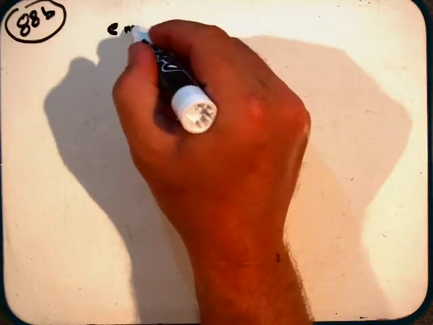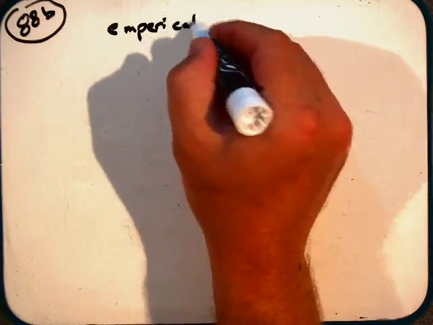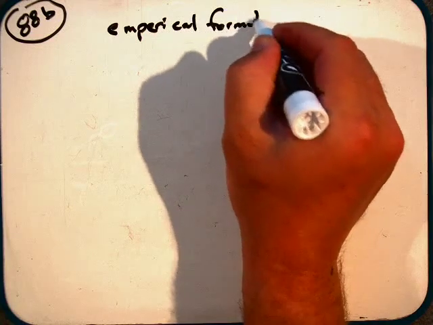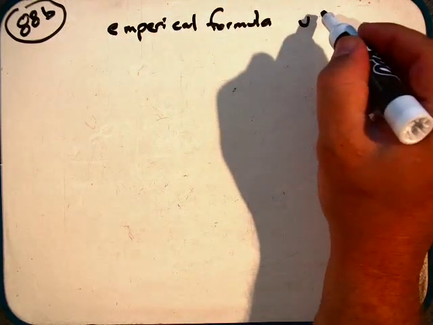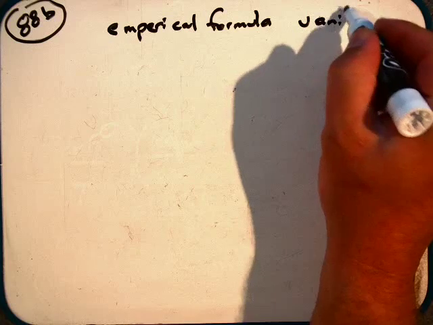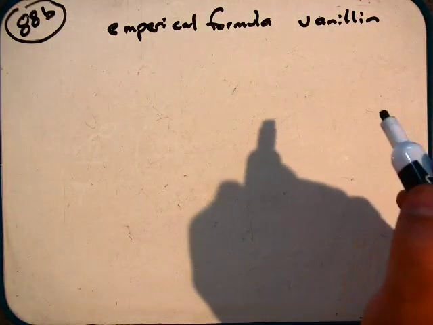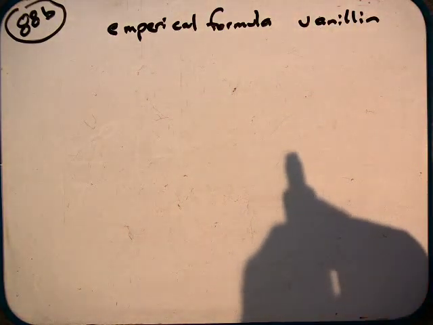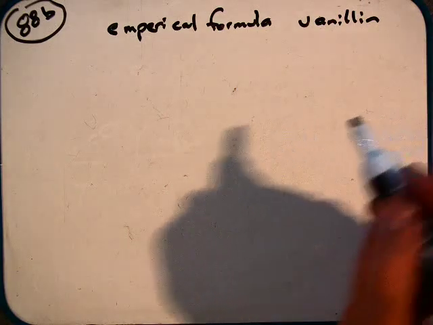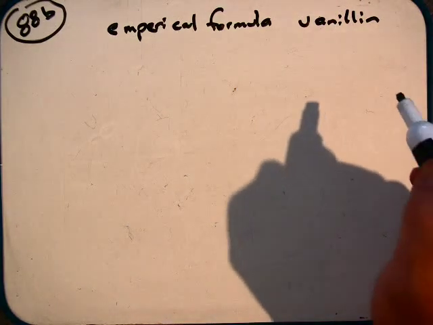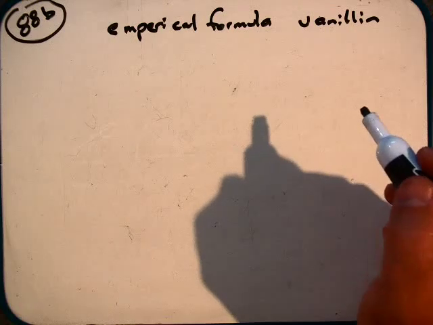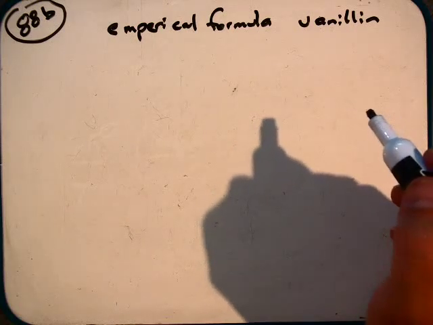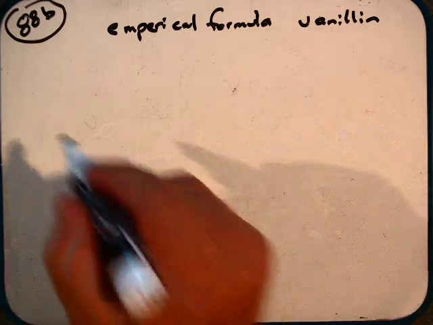This is number 88. I'm going to do part B. It's asking us to calculate the empirical formula for, in this case, vanillin, which is actually what gives that taste and smell of vanilla. And so we're going to determine the empirical formula. The empirical formula is that simplest representation of the ratios of one element to another in a molecule.